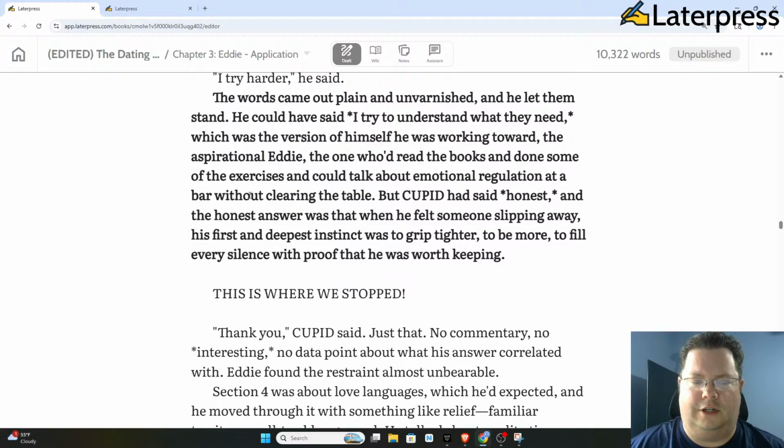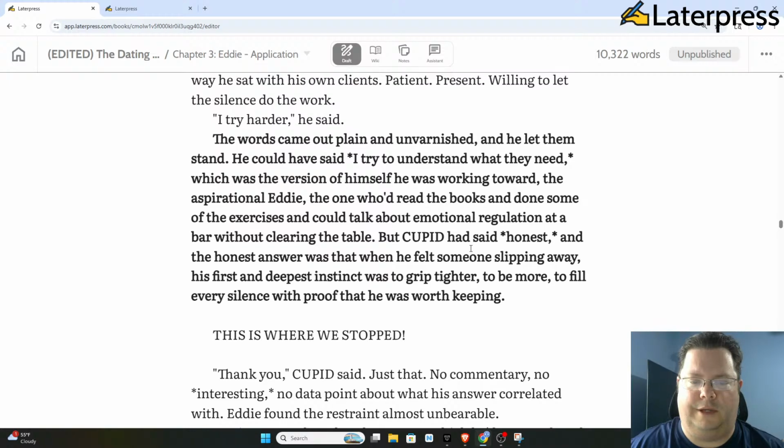But Cupid had said honest, and the honest answer was that when he felt someone slipping away, his first and deepest instinct was to grip tighter, to be more, to fill every silence with proof that he was worth keeping.